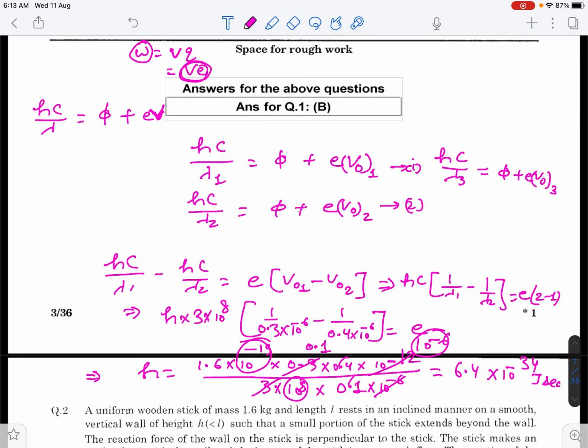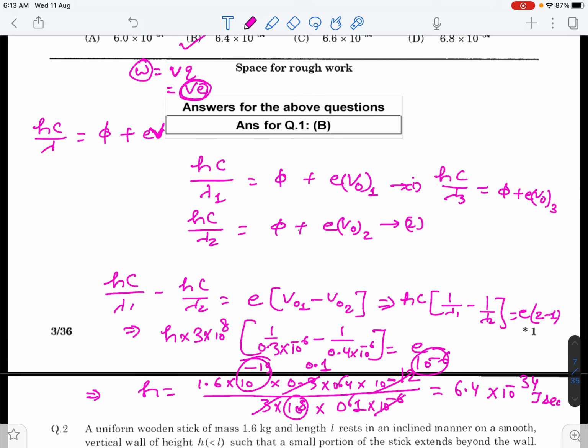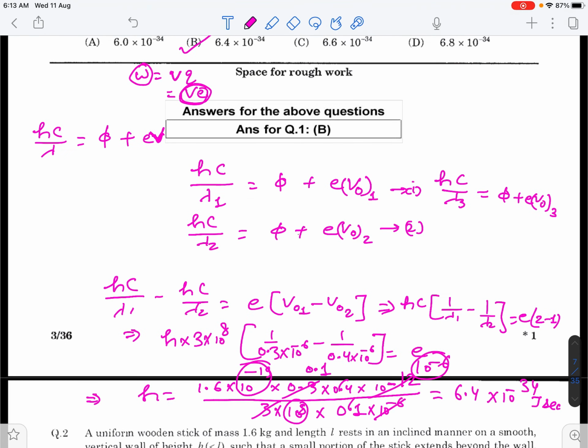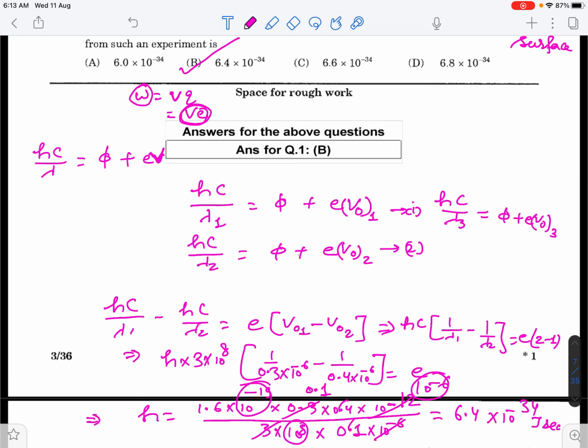So this question is not tough, it is simple, but if you have studied the photoelectric effect carefully, you can solve this question. So today I am stopping here. Thank you everyone.